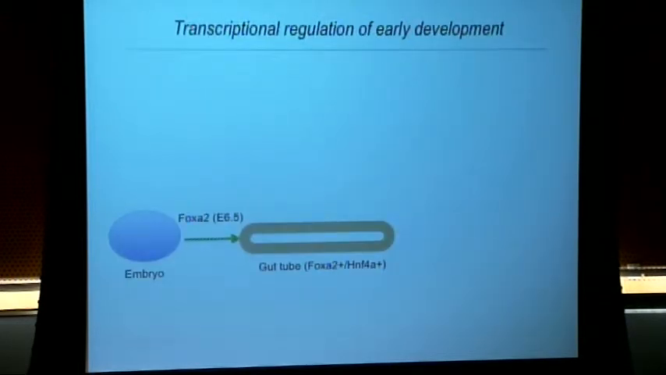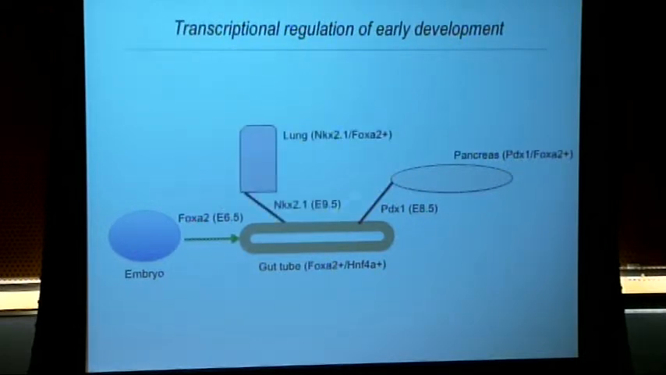This transcription factor is very important in early development in the formation of the lung. As Doug Melton told you about before, many of your internal organs come from the gut tube. He told you about PDX1 and the formation of the pancreas. NKX2.1 is important in the formation of the lung at a few days later in development in the mouse. You need NKX2.1 to turn from gut to lung.